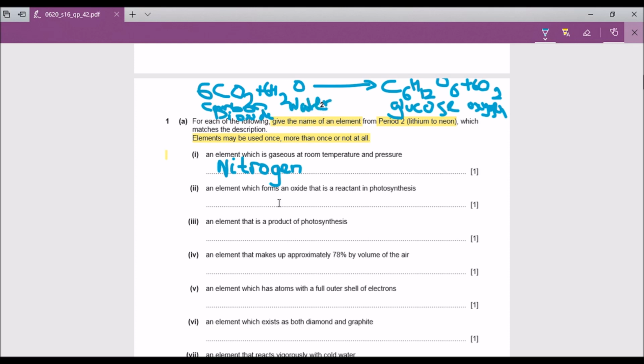So anyways, the question reads, an element which forms an oxide that is a reactant in photosynthesis. Looking at the left side, you can see that carbon dioxide and water are both oxides, but according to the criteria of period 2, you can only use carbon dioxide. So the answer is carbon. There's no other option.